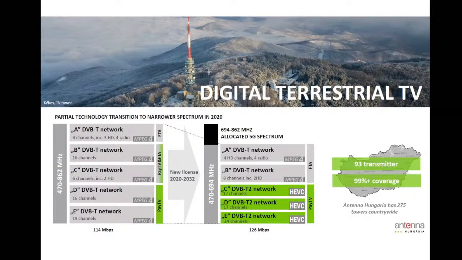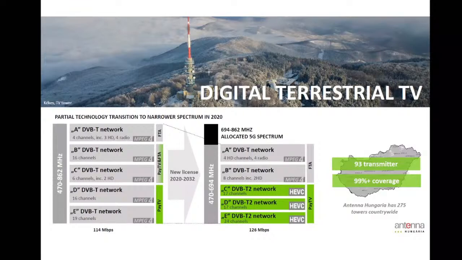And Antenna Hungária bought all the boxes and changed them at the viewers for this new technology last year. Last year, it was a real challenge for Antenna Hungária to manage this change because we had to completely redesign the nationwide network. We have 93 transmitter sites, and we have more than 99% coverage, which is a very good figure, I think. And this figure is the same for all the multiplexes. So all 5 multiplexes are available everywhere in the country, or almost everywhere in the country.